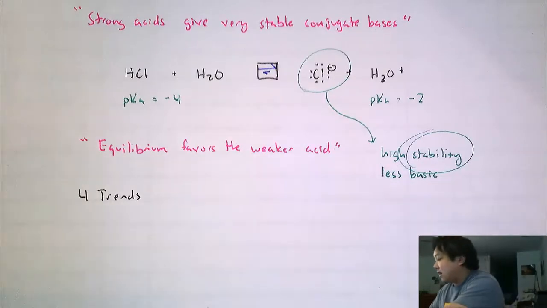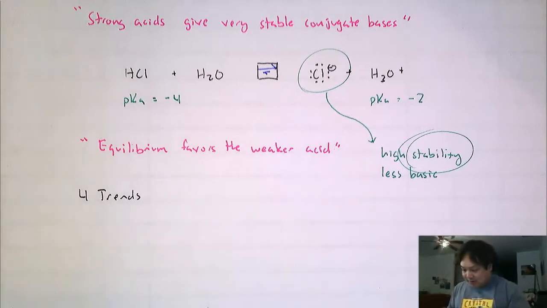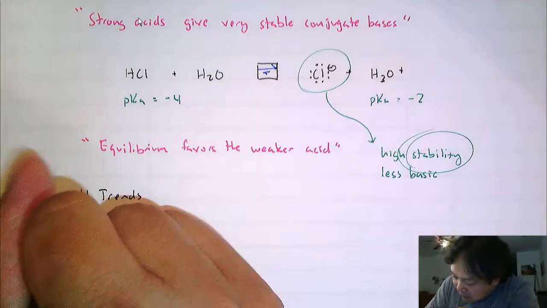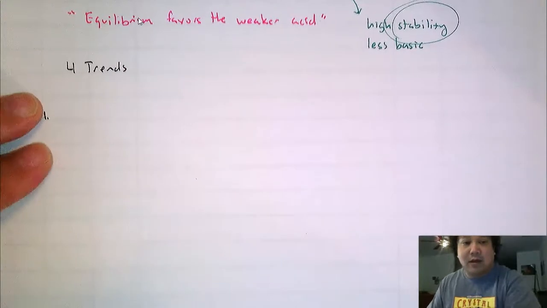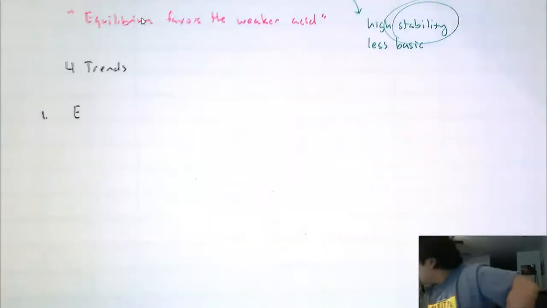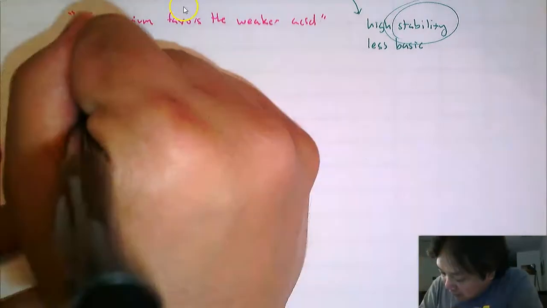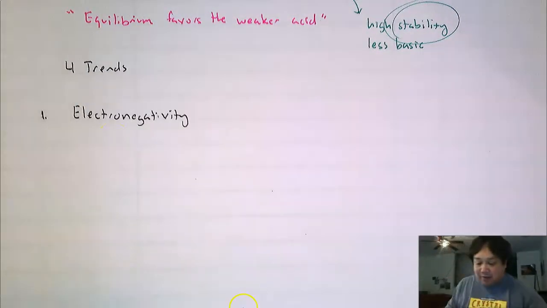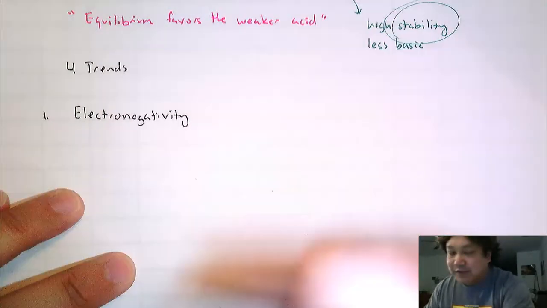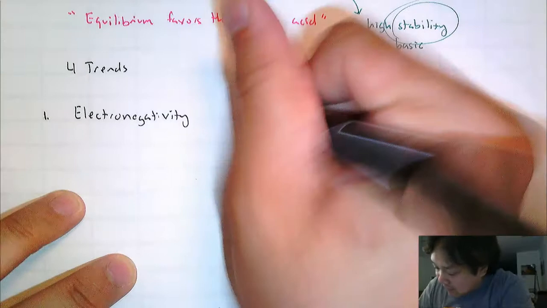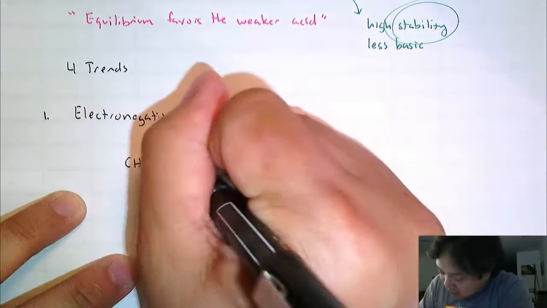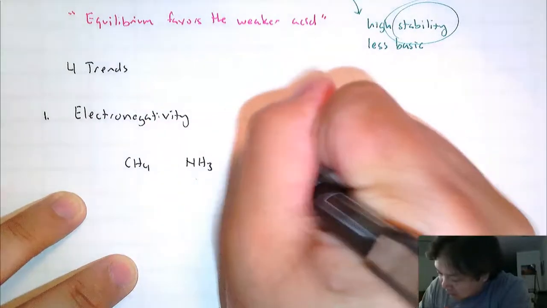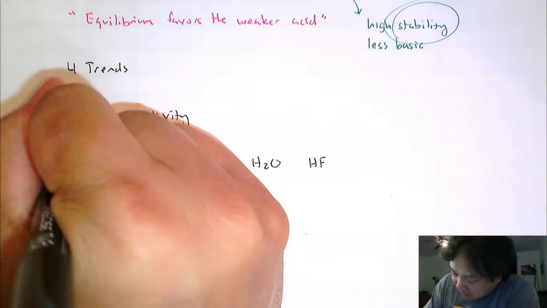And the first trend we're going to look at is electronegativity. Give me 1 second. I want to do this in a good order. Yeah, let's do trend one. Trend one will be electronegativity. The four acids that I want to compare are going to be very similar to the cover page, actually, but I'm replacing one of the molecules: CH4, NH3, H2O, HF. And these are your acids.